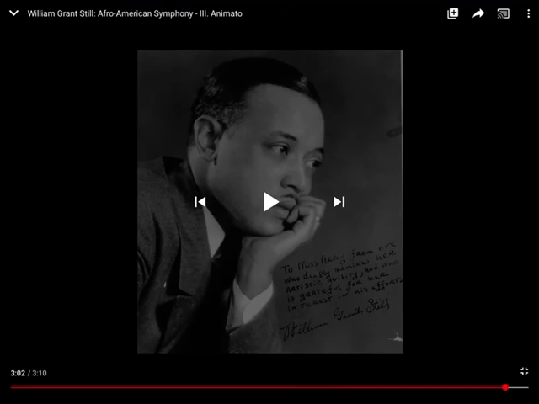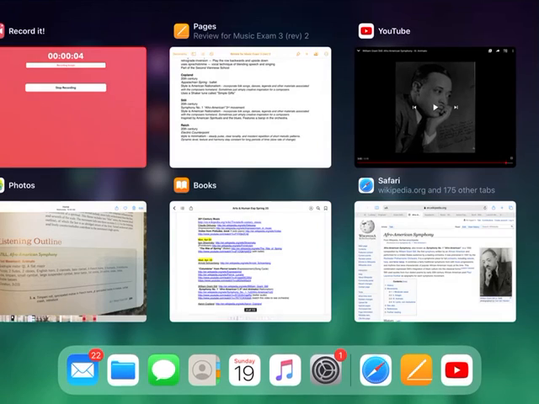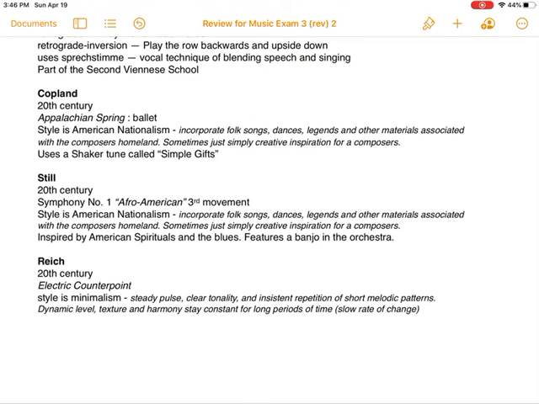Okay, there it is. William Grant Still. Okay, Symphony Number 1, Afro-American, the third movement we just listened to. Style is American nationalism. With Still, he's inspired by American spirituals and the blues. Features a banjo in the orchestra. All the things we pointed out.